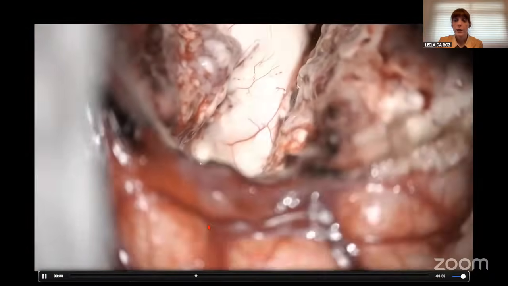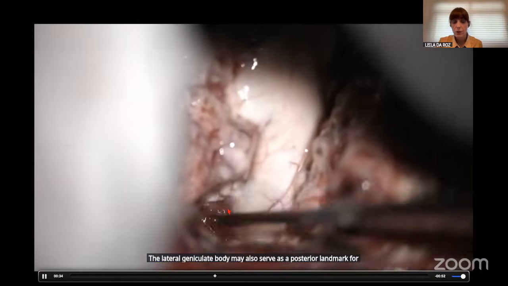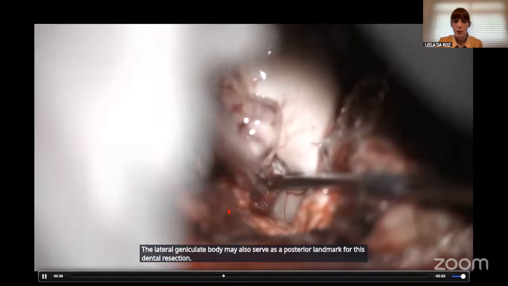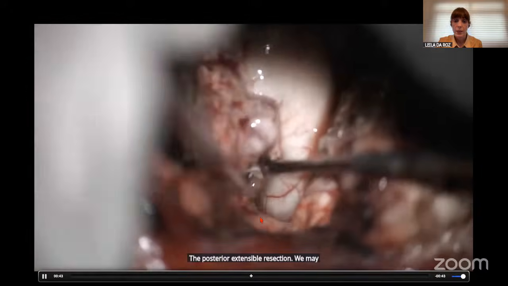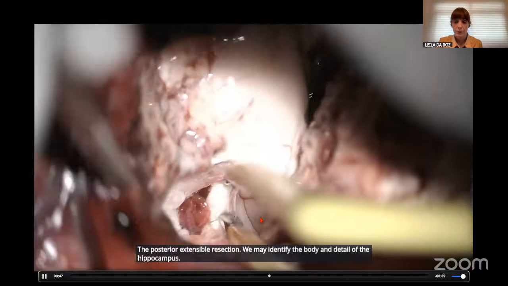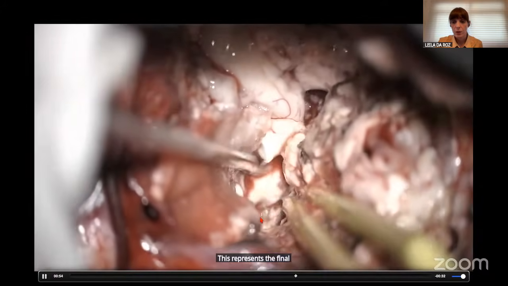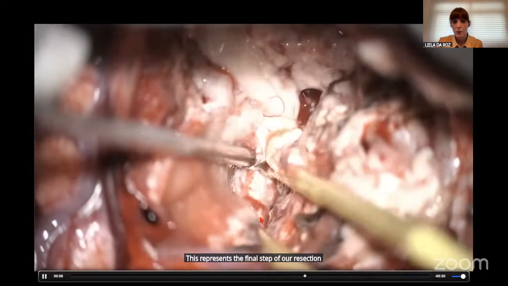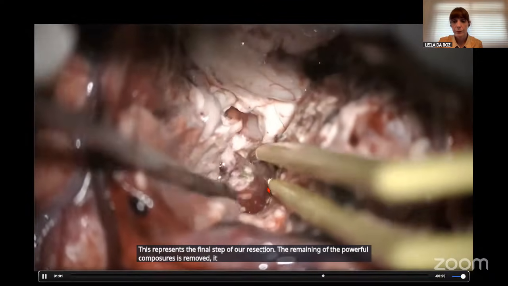The lateral geniculate body may also serve as a posterior landmark for the extent of resection, the posterior extent of the resection. We may identify the body and the tail of the hippocampus. This represents the final step of our resection, and the remainder of the parahippocampal gyrus is removed, the posterior disconnection.